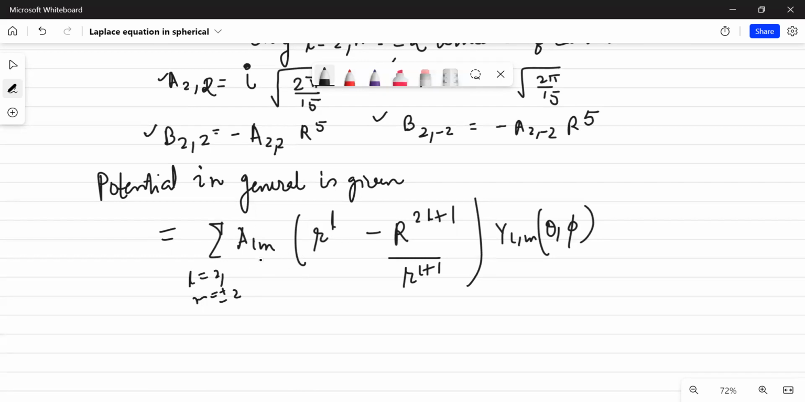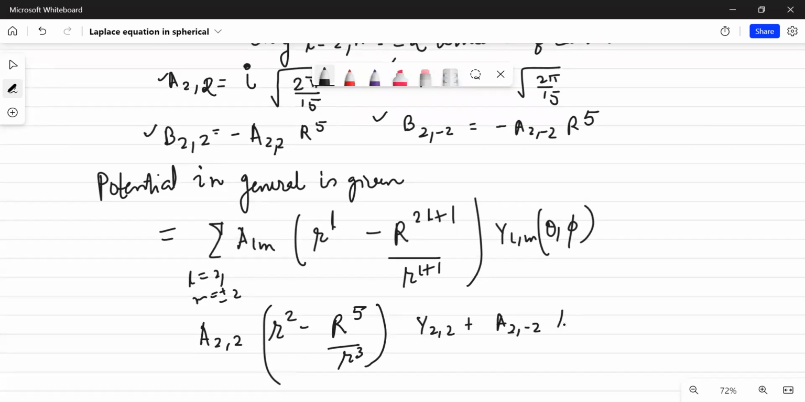So if you use these two terms, you will get A_22, and this is (r^2 minus R^5 upon r^3), and then again this will be Y_22, minus (r^2 minus R^5 upon r^3), and then you will have another term Y_2,-2. These kinds of questions are usually not asked in the examination, so don't worry about it. Okay, so this is it.